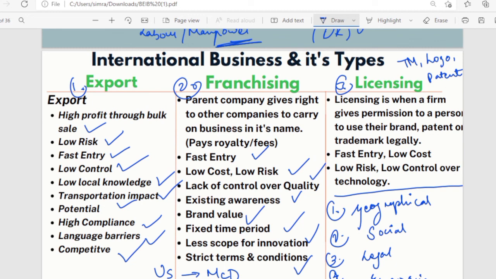Now, I hope everyone has understood the difference between franchising and licensing. If you still have any queries, you can comment down or you can ask on Telegram. Today's lecture I'll end here. You can prepare notes for international business, and in the next lecture we'll see a few other modes of entry into international business.